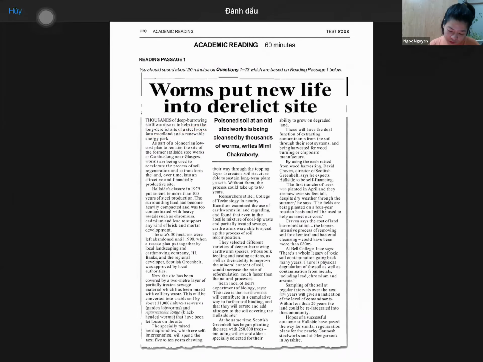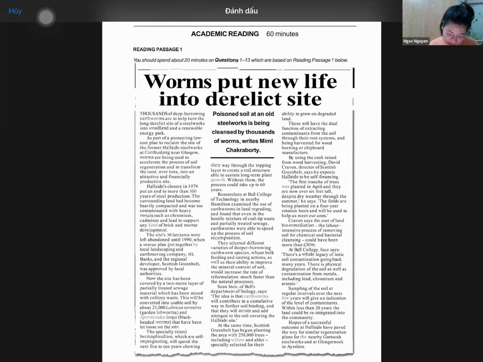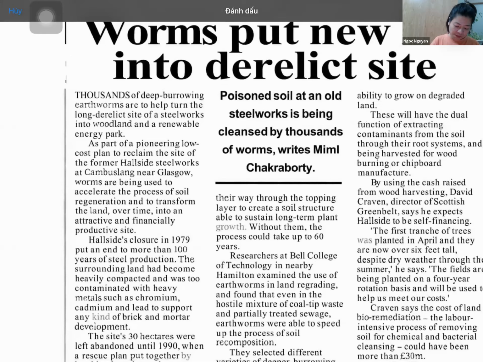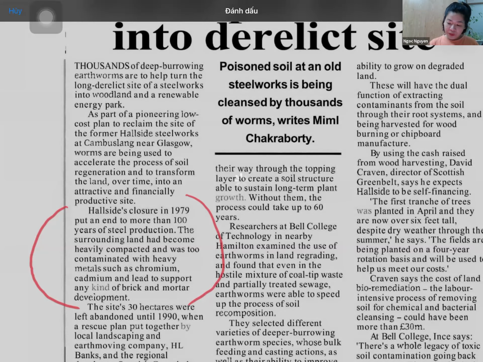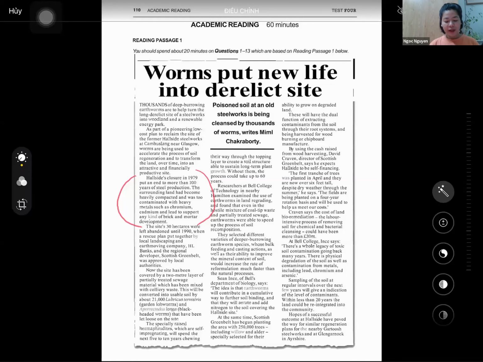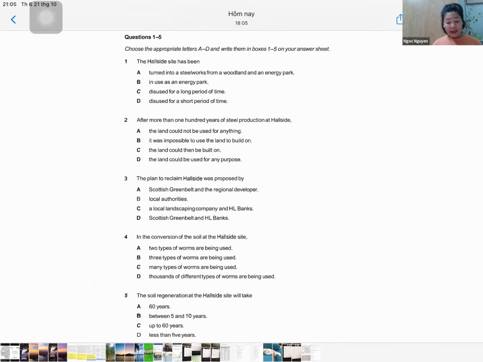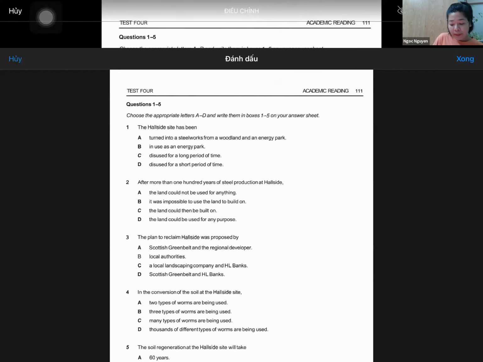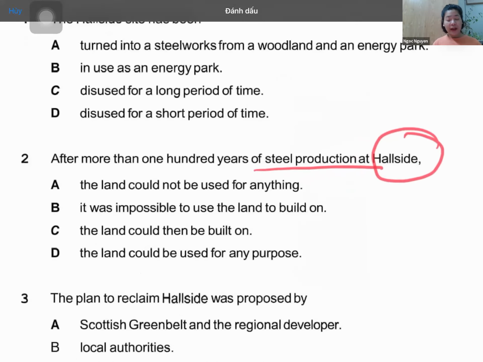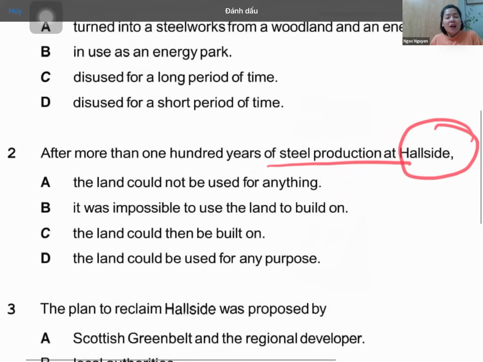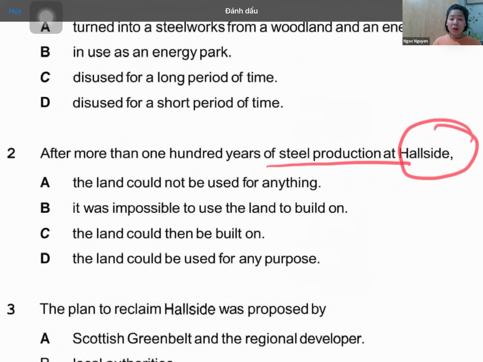Em đợi chị một chút, phần thông tin mà em cần á thì nó sẽ ở đây này. Trước hết là chúng mình xem cái phần câu hỏi như thế nào đã nhá. Mình sẽ cùng quay sang câu hỏi này. Đây là câu số 2, và câu số 2 nó sẽ có như thế này. Sau 100 năm trong quá trình sản xuất thép ở Holside, là cái tên địa điểm thôi, thì em sẽ nhìn một vài cái đặc điểm như sau. Câu A đó là cái đất ở đây thì không thể được sử dụng cho bất cứ mục đích gì.